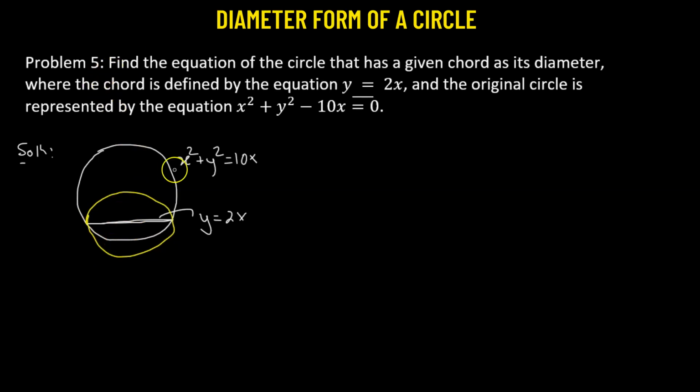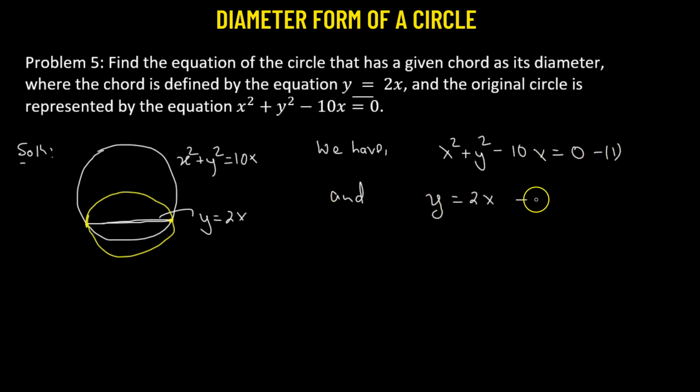So how do we do that? All we have to do is find the coordinates of the endpoints of the chord, which will become the coordinates of the endpoints of the diameter. So we have the equation of a circle given by x squared plus y squared minus 10x equals 0. Let this be number 1. And we have the equation of the chord, which is y equals 2x. If we solve the two equations 1 and 2, this is going to give us the coordinates of the endpoints of the chord.